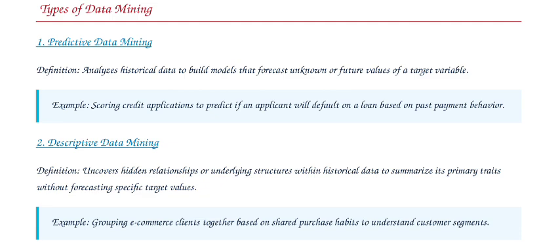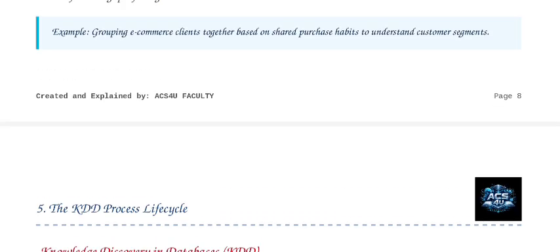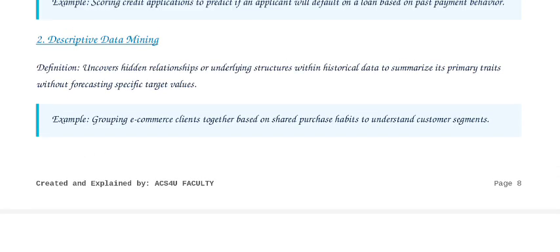Descriptive data mining. It uncovers hidden relationships or underlying structures within historical data to summarize its primary traits without forecasting specific target values. Example, grouping e-commerce clients together based on shared purchase habits to understand the customer segments.